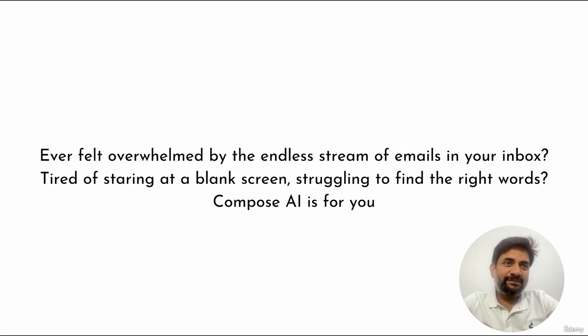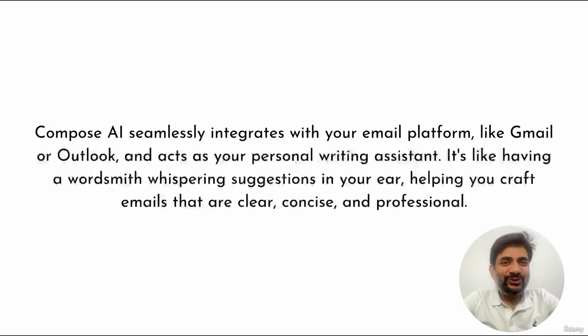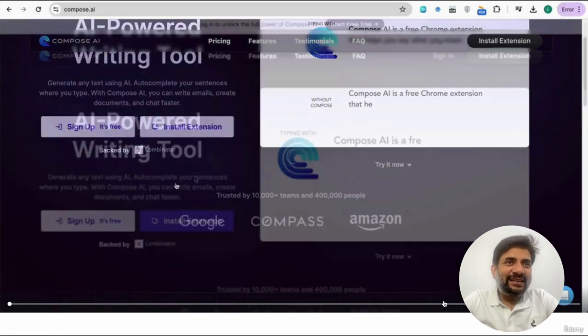Ever felt overwhelmed by the endless stream of emails in your inbox? Tired of staring at a blank screen, struggling to find the right words? Well, Compose AI is for you. Compose AI seamlessly integrates with your email platform like Gmail or Outlook and acts as your personal writing assistant. It's like having a wordsmith whispering suggestions in your ear, helping you craft emails that are clear, concise, and professional. And when I say all of these things, I really mean that. Let's check it out for ourselves.